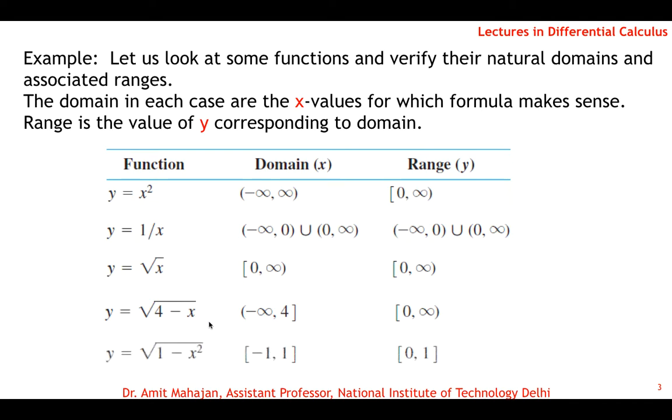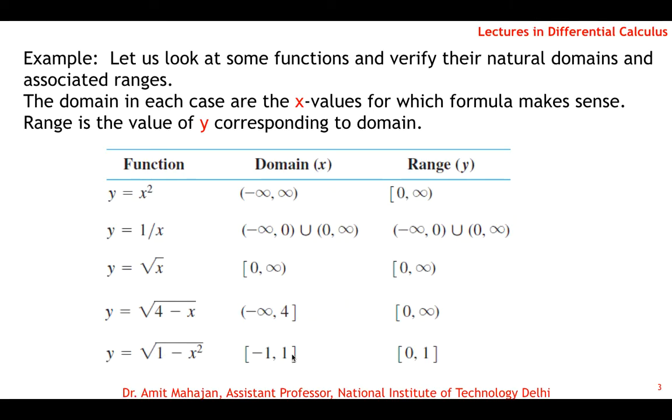One last example is y equals root of 1 minus x squared. Again the domain will be all values of x for which the term inside the root is non-negative. So 1 minus x squared is non-negative when x squared is less than or equal to 1, or x lies between minus 1 and 1. That makes its domain. Any x value outside this will make the root of a negative number, so it will become imaginary.